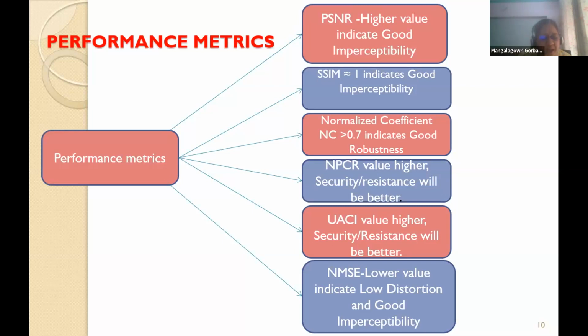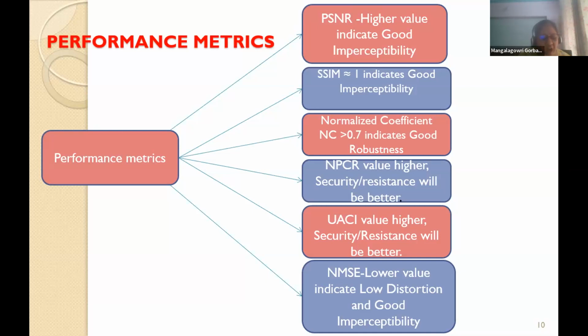Then comes the structural similarity index, which evaluates structural similarity between the original and the watermarked image. Then the normalized coefficient, which helps in evaluating the robustness of the technique in the presence of attacks. Next is the NPCR and UACI. NPCR accounts for the number of pixel change rate, whereas UACI measures the difference of average change in the intensity between the plain and the encrypted images. The last one is the normalized mean square error, which calculates the average squared intensity difference between the reference watermark and the extracted watermark.